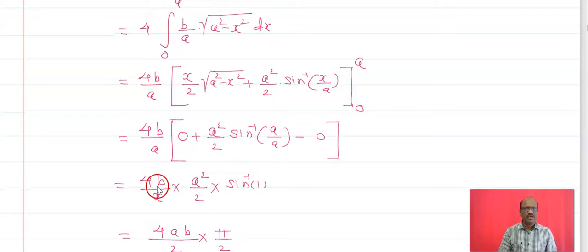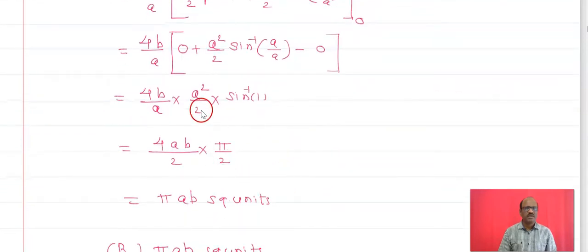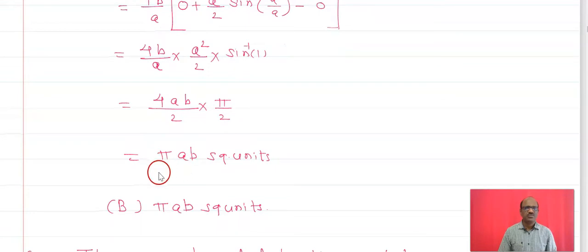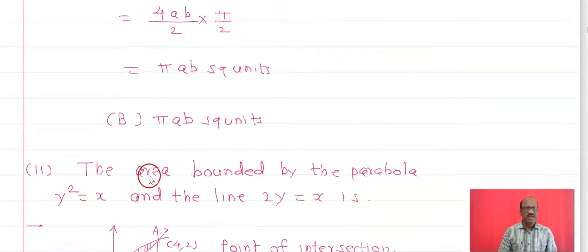Therefore, you will get 4b upon a. What is here? a square upon 2 sine inverse of 1 means what? It is pi by 2. And therefore, here this a gets cancelled. That is 4b upon 2 into pi by 2. Now again, this 2 into 2 is 4. This 4 will get cancelled, and the area of the ellipse is equal to pi ab square unit. And hence option B is the correct one.